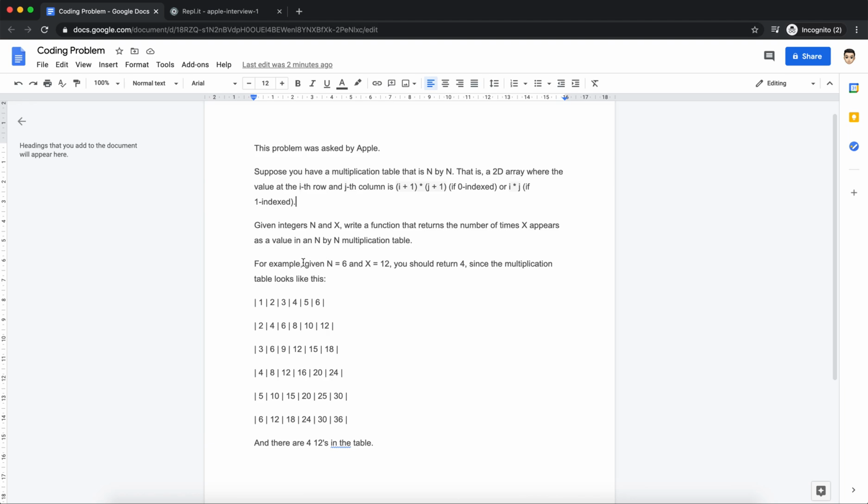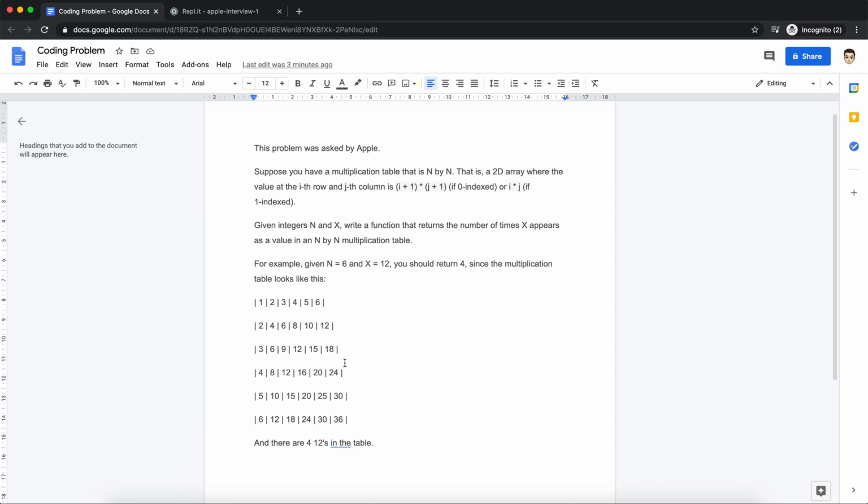So let's look at the example to understand how they are trying to solve it. So you're given n as 6 and x as 12, so you should return 4. Why? Because if we see the multiplication table n cross n, 12 appears 4 times, so that's our answer.